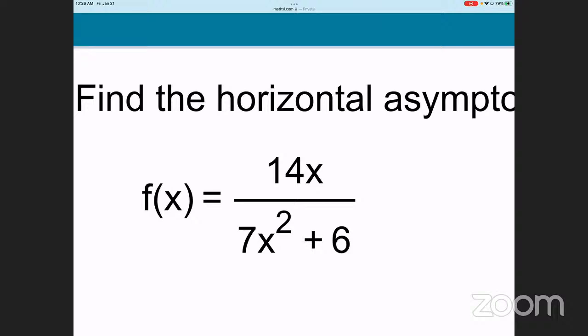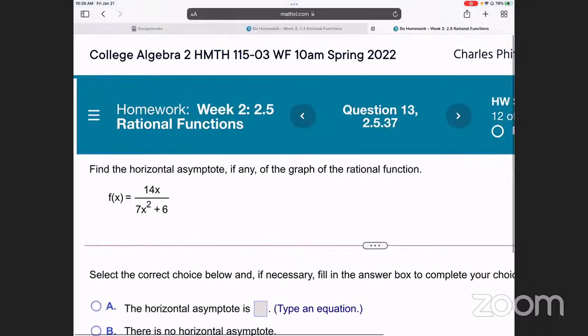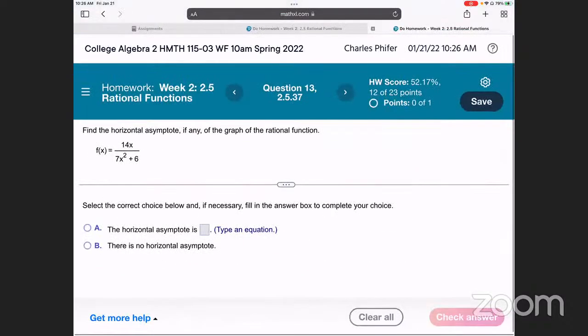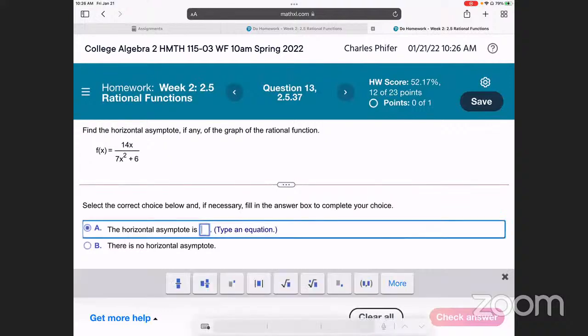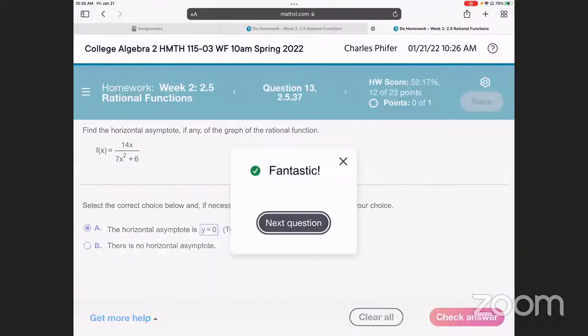So one of those tests says that if the degree of the numerator is less than the degree of the denominator, then y equals 0 is going to be your horizontal asymptote. Or in other words, the x-axis is going to be your horizontal asymptote. So that's what this one is. So it's going to be y equals 0. Hit enter. Okay. Hopefully that was okay. Let's go on to the next question.